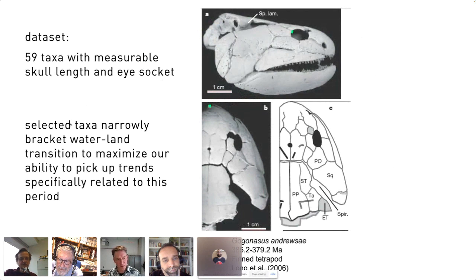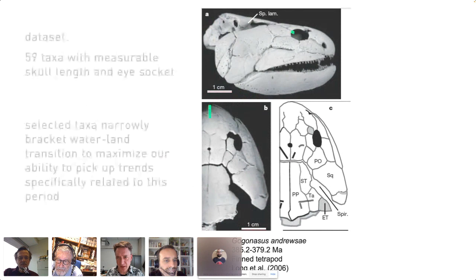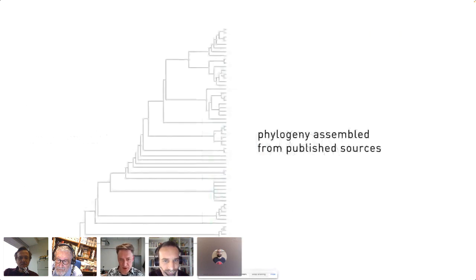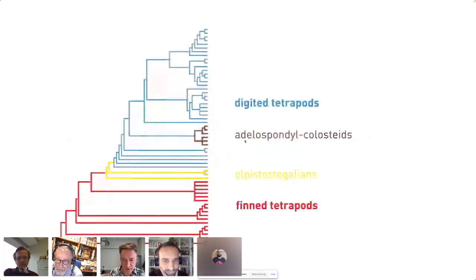So we selected taxa that narrowly bracket the water to land transition to maximize our ability to pick up trends. Here's one particular specimen from around 380 million years ago, a fin tetrapod. We look at skull length and eye socket length. Then we assemble a phylogeny from published sources, and we divided this into digited tetrapods, a group, the Adelospondyl colostides that I'll go into in a sec, Elpistostegalians, which include the famous Tiktaalik, and then fin tetrapods, which are sarcopterygians that you know well and love, like the lungfish and coelacanth.